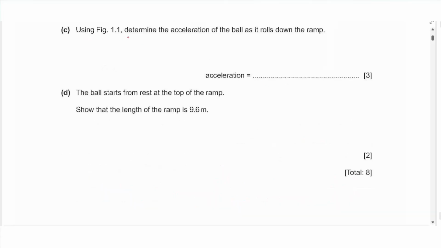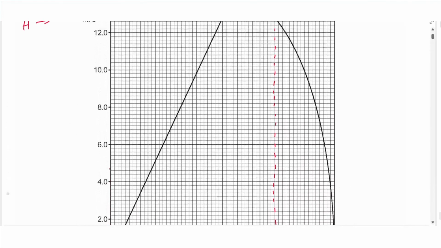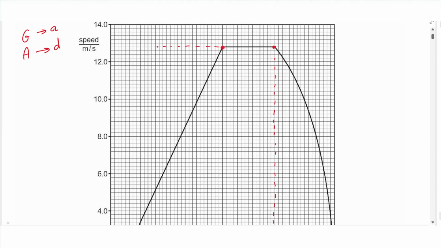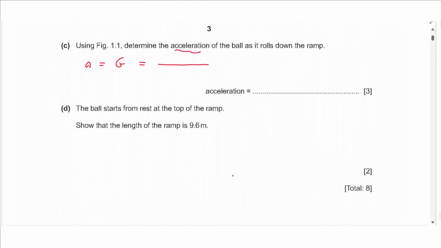Question C says, using figure 1.1, determine the acceleration of the ball as it rolls down the ramp. So for acceleration, we get the gradient. So we need to check 2 points. For example, the first point, which is 0 and 0, and the last point here we have on the y-axis, that's 12.8, and on the x-axis we have in the middle between 1 and 2, that's 1.5. So using y2 minus y1 over x2 minus x1, we calculate 12.8 minus 0 over 1.5 minus 0. That gives us an approximated value of 8.5333 recurring, so we can approximate this to 8.53 meters per second squared.